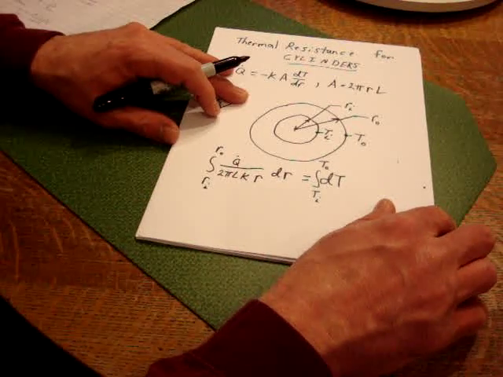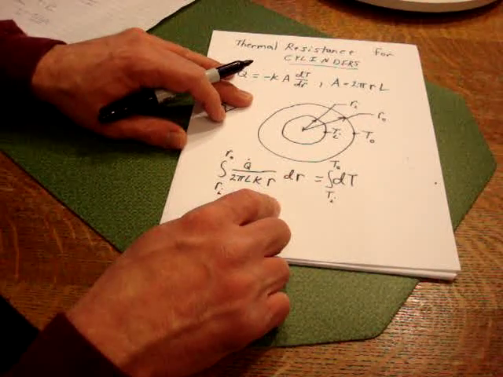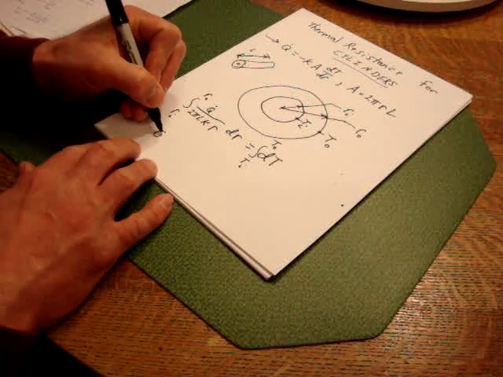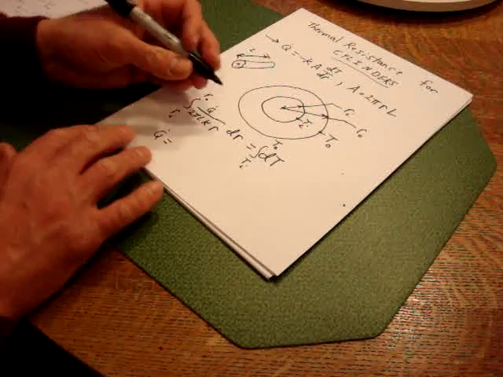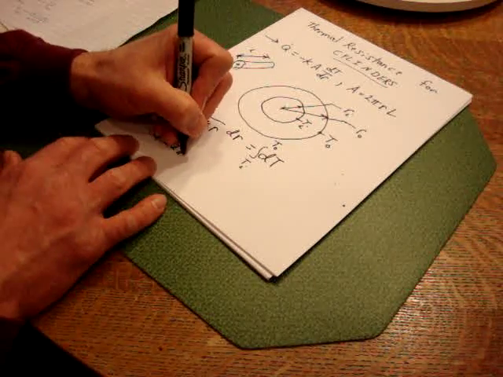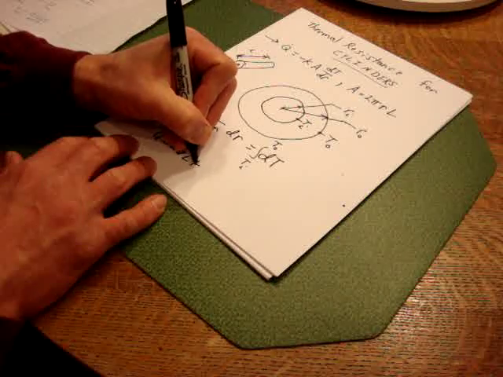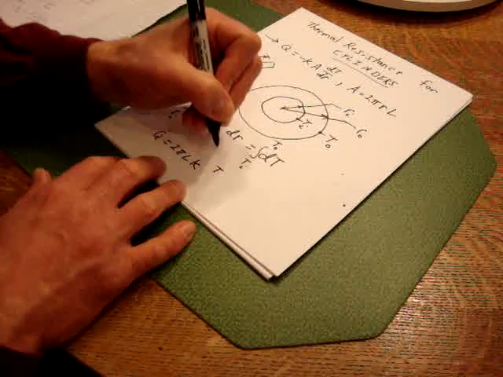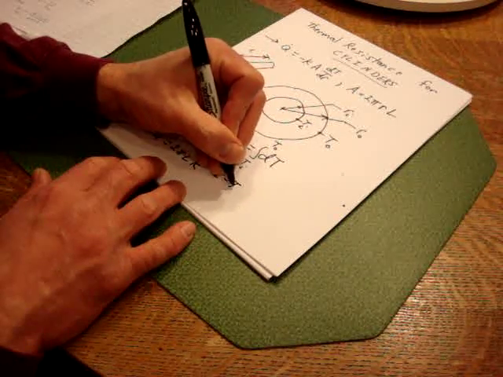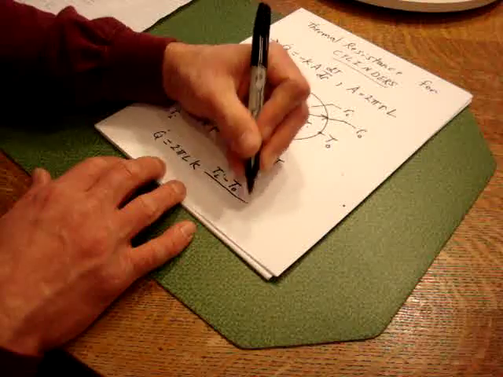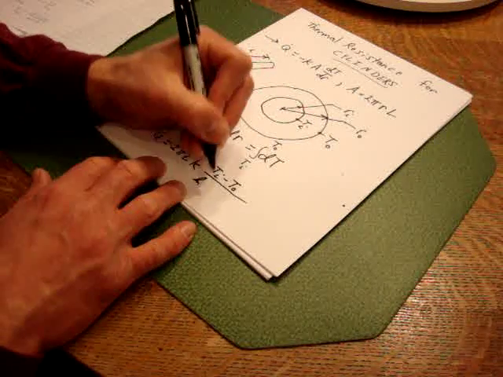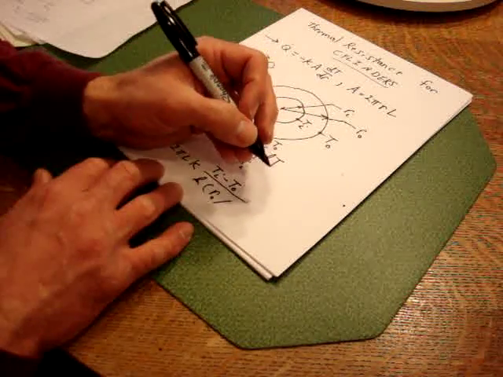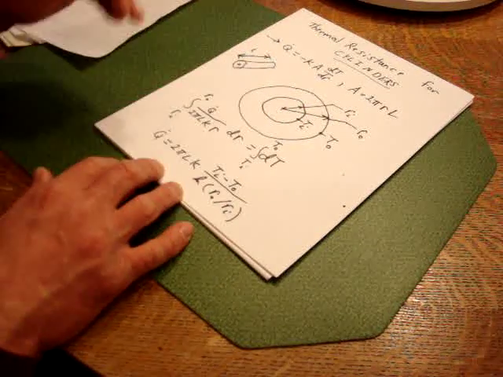Okay. So if you perform this integration and do the algebra, what you would see is that Q dot is equal to 2 pi L K, the thermal conductivity, times T on the inside minus T on the outside, divided by the natural log of r on the outside divided by r on the inside.